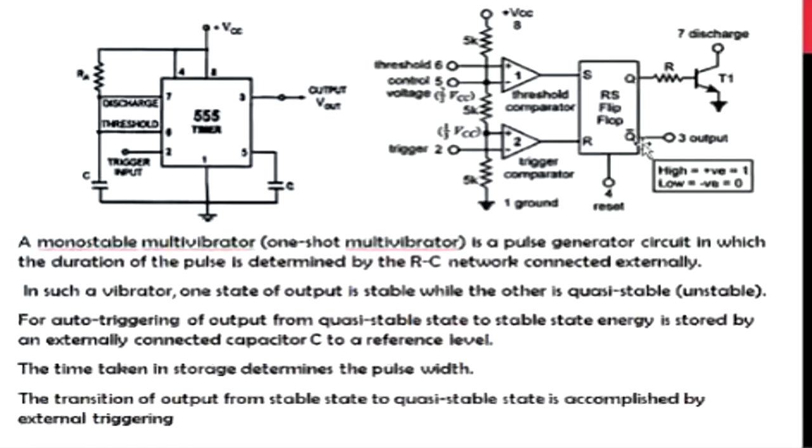So whenever we give a negative going trigger pulse with magnitude less than 1 by 3 VCC, the output goes to high state. So initially it was in the low state, now it goes to the high state. So that time this Q is equal to 0. That means the transistor is off. So now the capacitor can charge through this RA towards plus VCC.